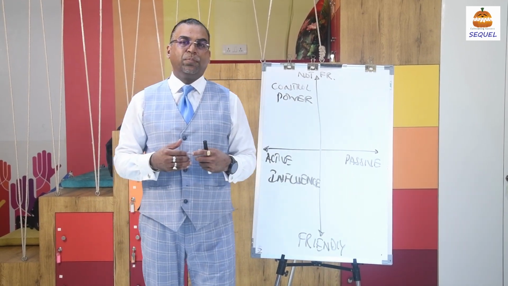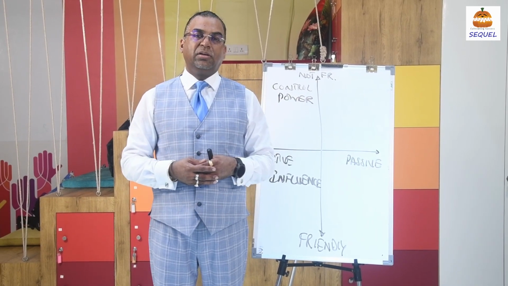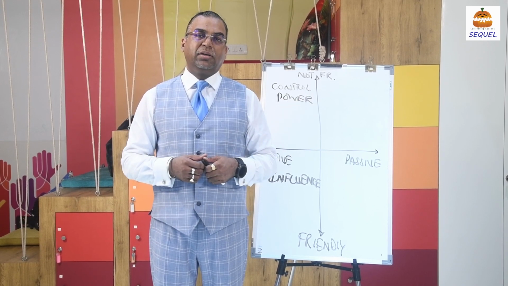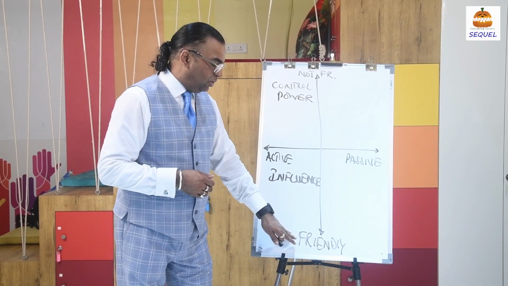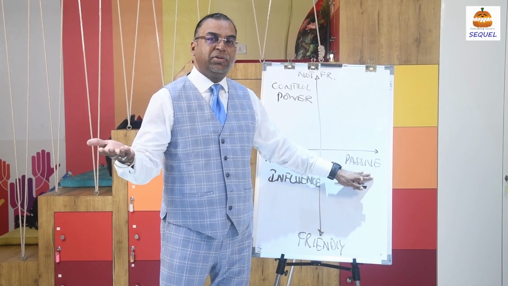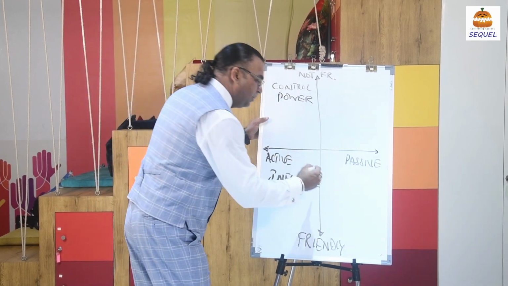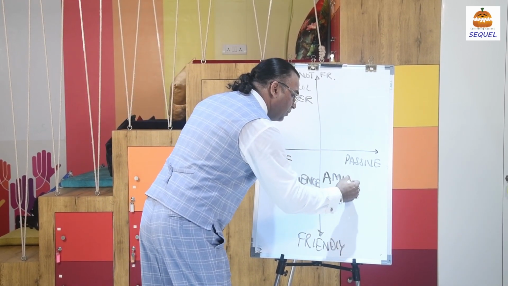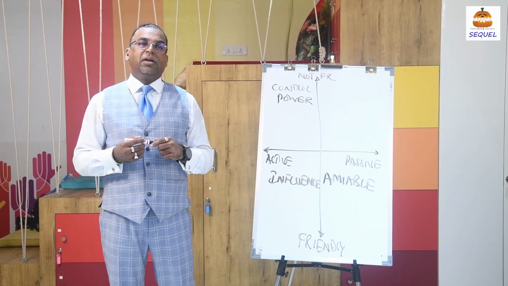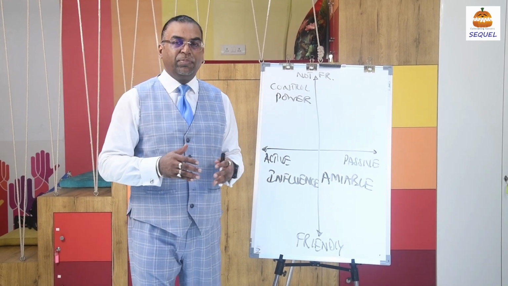Option number 3, you also stopped, the cabbie also stopped at the signal. After some time, the signal turned green, you went your way and the cabbie went his way. You're friendly, because there is no confrontation, and you're passive, you're not even engaging with the cab driver at all. Now, what kind of behavior is this? This is called being amiable.